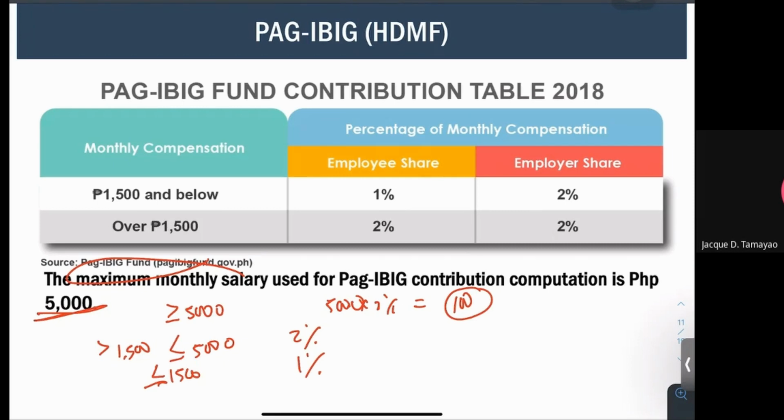Okay? And normally, salaries are always greater than 5,000. This is the monthly salary. Normally, it's greater than 5,000. That's why later on, we just compare it if it's less than or equal to 5,000. So that is for Pag-IBIG.